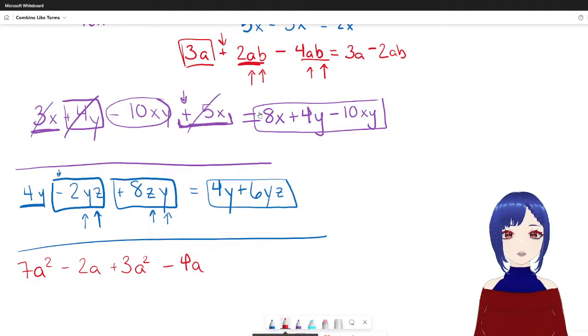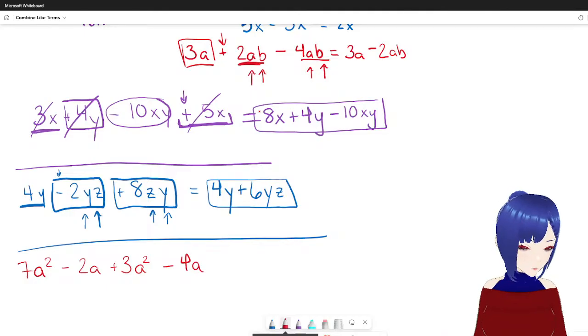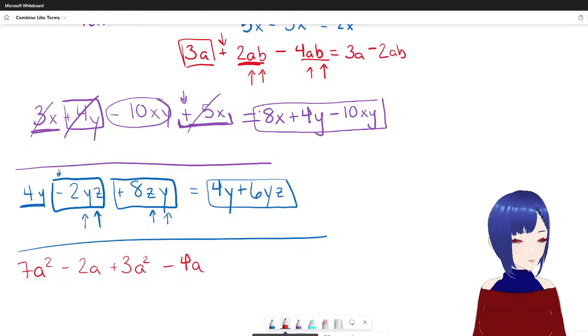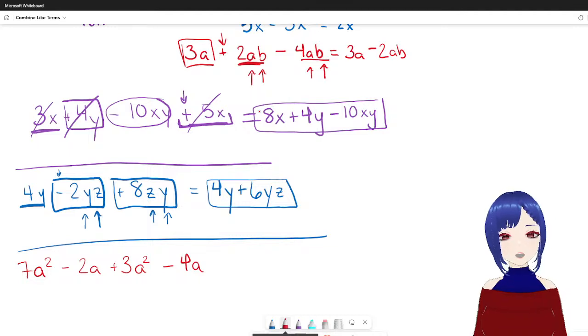Alright. Next one here. We have 7a squared minus 2a plus 3a squared minus 4a. So you'll notice all these have an a, but they don't all have the same exponent. So because they don't all have the same exponent, we can't combine them.